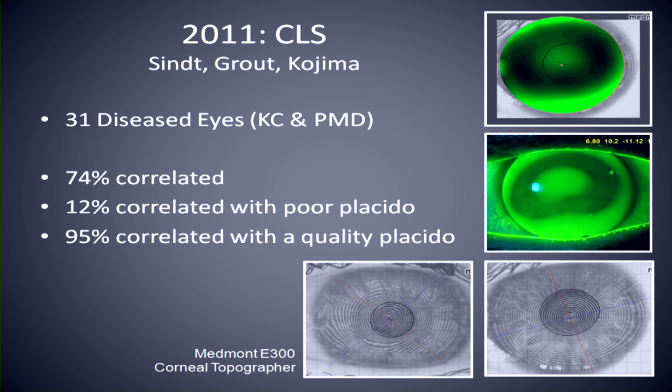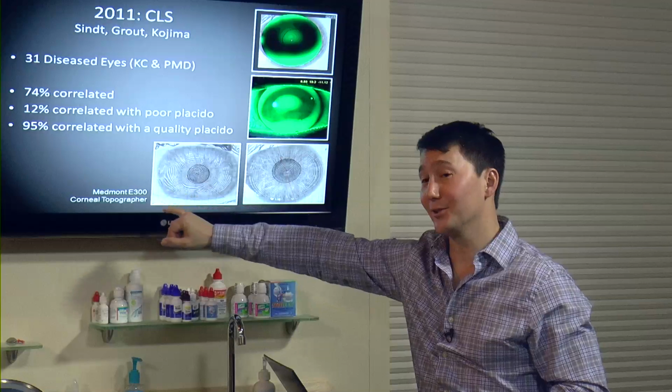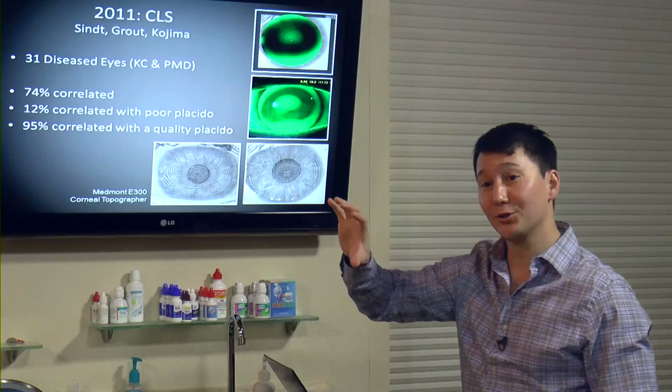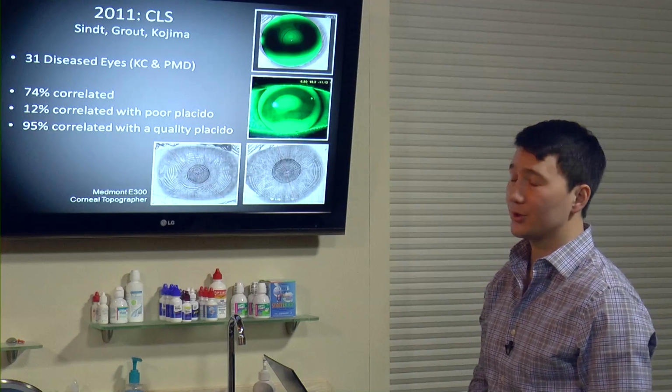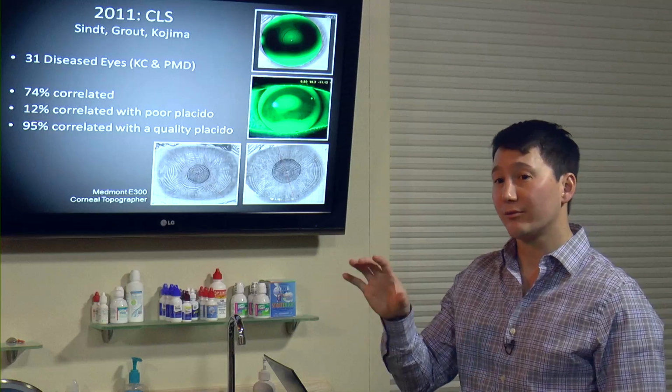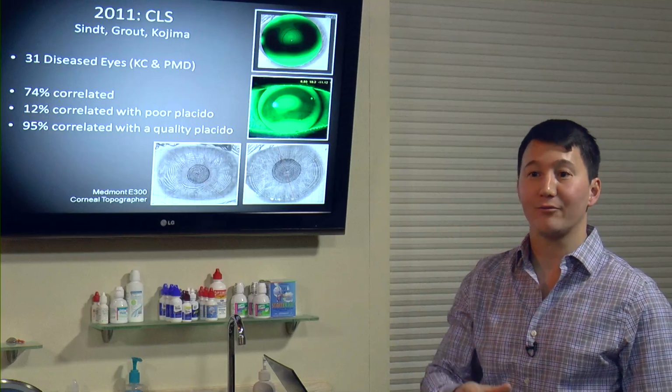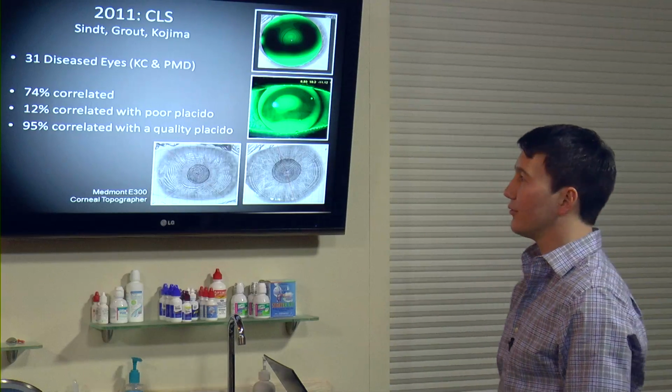So could, in this case, a Medmont be used to design lenses even for the diseased eye? What we found was when the placido reflection was good, when you had good quality placido reflection, the instrument was accurate 95% of the time. When the placido stinks, like this one does here, where you've got a lot of distortion of the placido, it wasn't very correlated. It was only accurate 12% of the time. So good placido reflection, and you can expect high confidence in the lens that you design for the patient.